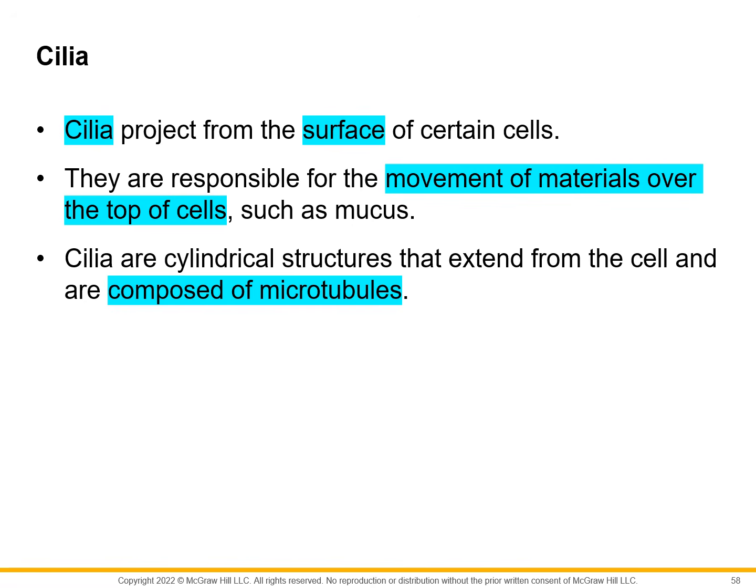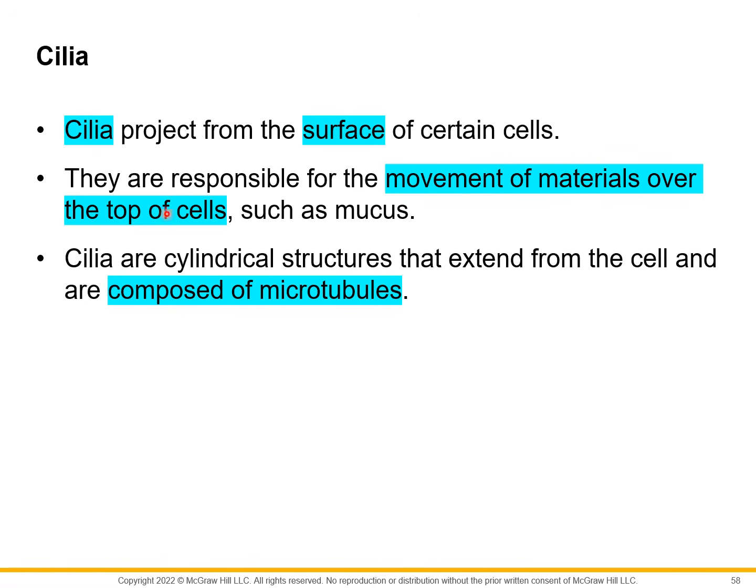Next are cilia. So cilia, they project from the surface of some cells. Okay, hindi po lahat ng cells ay merong cilia. So they are responsible for the movement of materials over the top of cells such as mucus. So kung may mga bagay daw po sa ibabaw ng cell na kailangang i-move or kailangang ilipat ng lugar, all right, the cilia are there to move them from one place to another. All right, so again, if we would need to move materials at the top of the cells, or to move them away to a close vicinity, the cilia would be working to move those things.